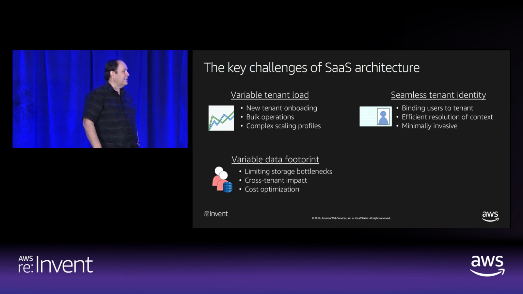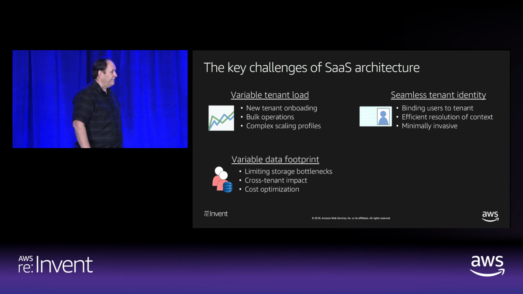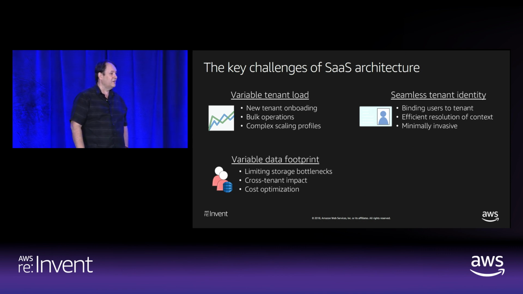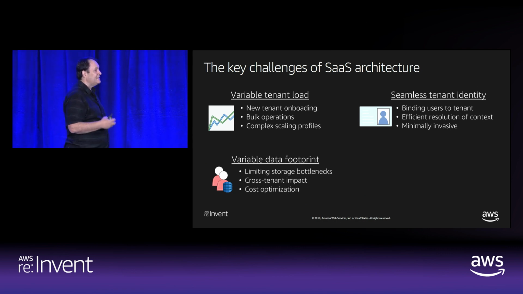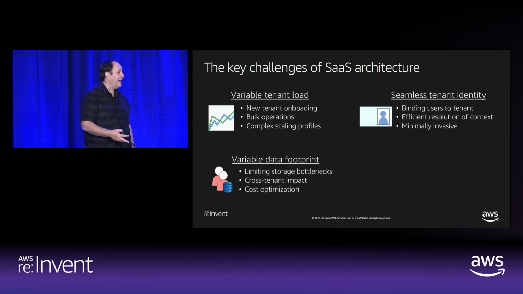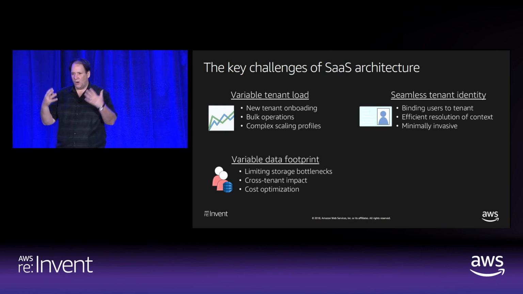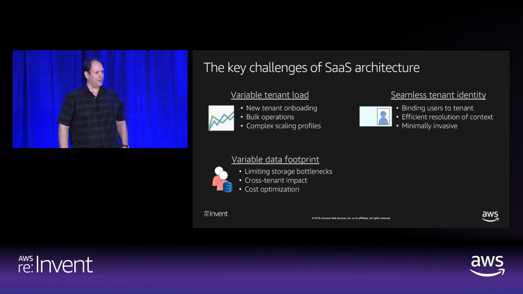The other item that is front and center for me is this idea of variable data footprint. And you could argue that this is a variation of variable tenant load, but for me it's not. It's an entirely different concept, which is the idea that tenants and their data footprint, their usage of data, how they consume data, and how we protect their data from one another, all those bits are factors that you should be right in the front of your mind as you're thinking about picking an approach here.